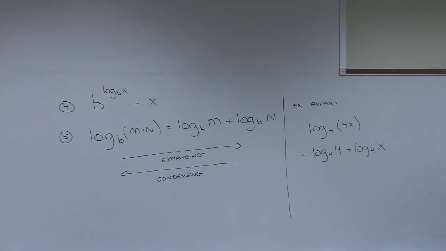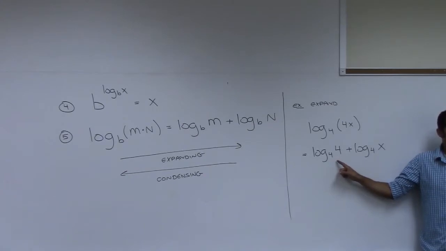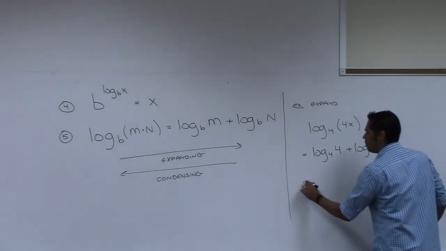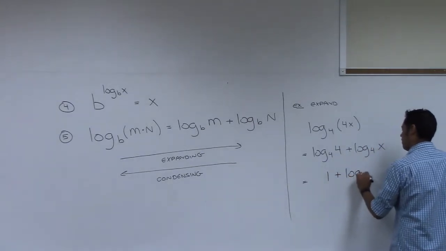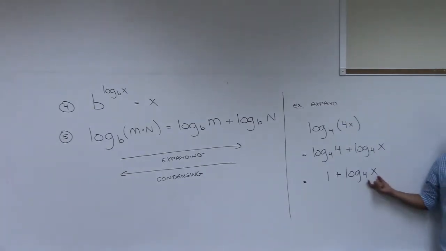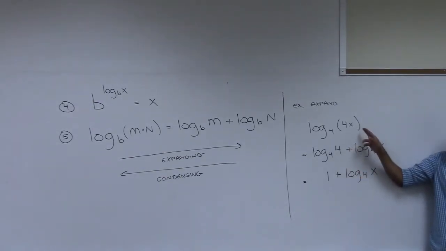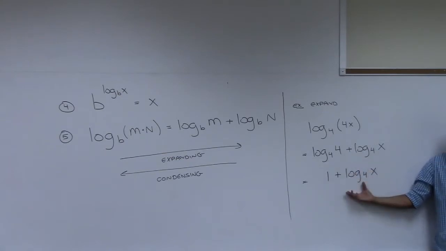What is log base 4 of 4? 1. Why? What property? Second property. This is 1. Okay? Do you see that? So this is 1 plus log base 4 of x. Now, I can't do anything with this because I don't know what x is. So I'm done. So log base 4 of 4x splits into 2 and then becomes this.